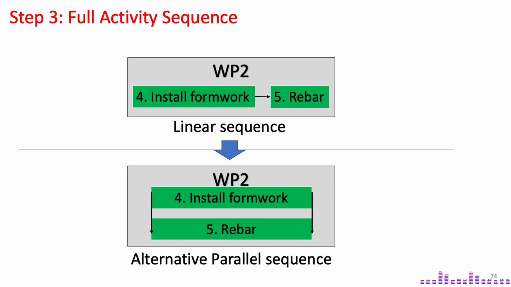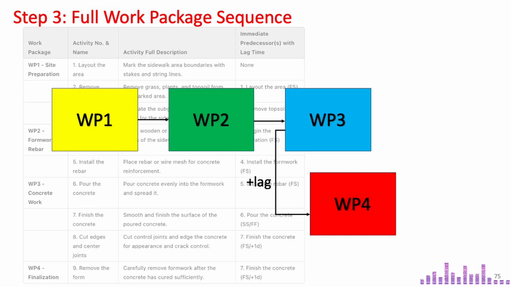In cases where you want to represent the sequence at a higher level, the work package level, you can simplify the details by grouping activities within their respective packages. This results in the following sequence: work package 1, work package 2, work package 3, forming a straightforward series.